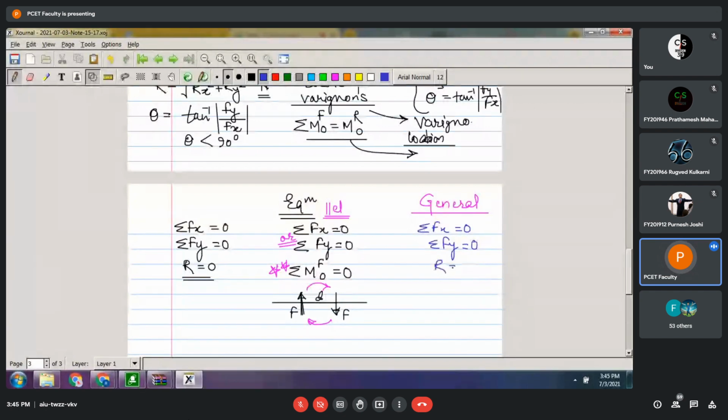But this is regarding translational motion. I need to check its rotational effect, so I need to apply the summation of moments of all the forces about any point must be equal to 0. Does everyone remember up to here? Yes, ma'am.